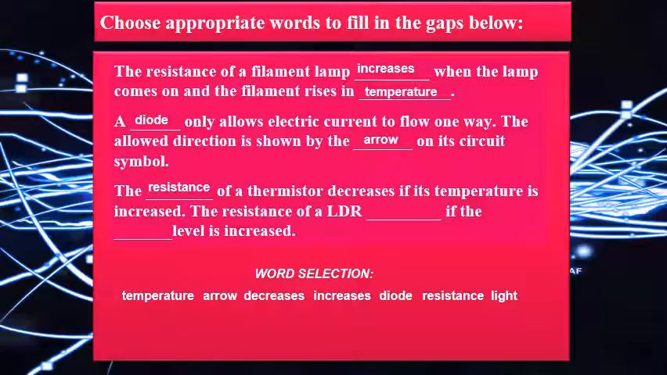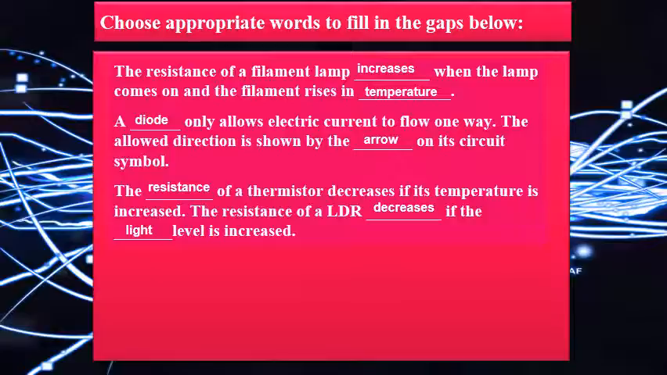Finally, the resistance of the thermistor decreases if its temperature is increased, and the resistance of an LDR decreases if the light level is increased. And these are examples of non-ohmic resistors. So now we've learned about ohmic resistors which obey Ohm's law and non-ohmic resistors which do not obey Ohm's law. The next lesson will be about linking all this together with the differences in current, voltage and resistance in series and parallel circuits.